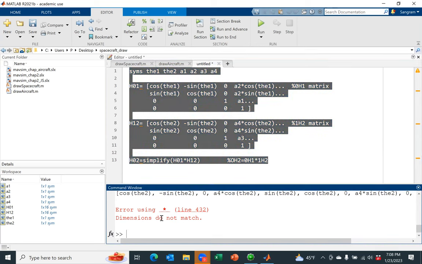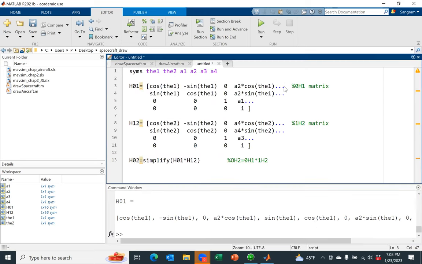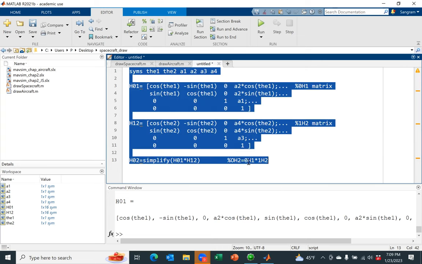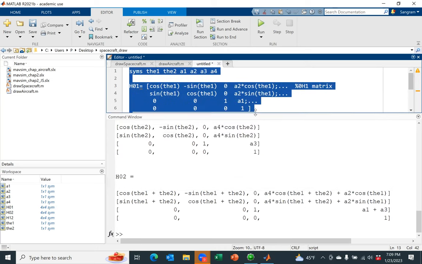Okay, let's see. H01. Yeah, semicolon. So here. Okay. And now this is H02, right?